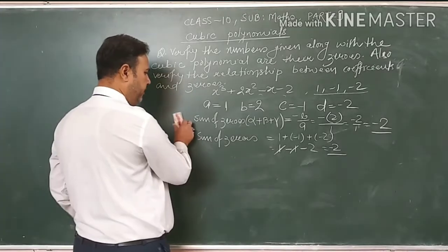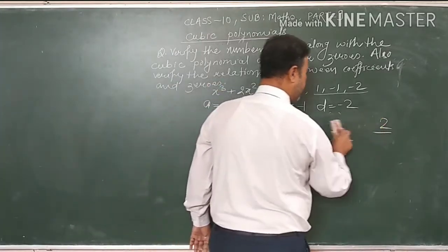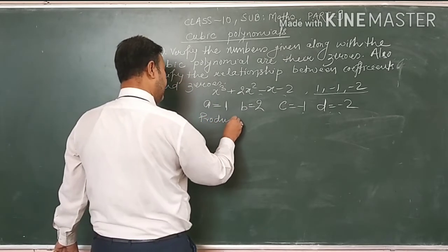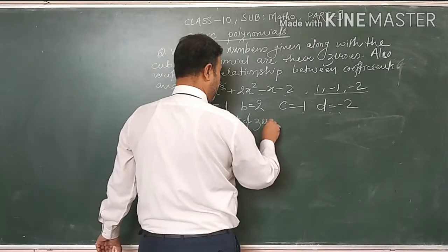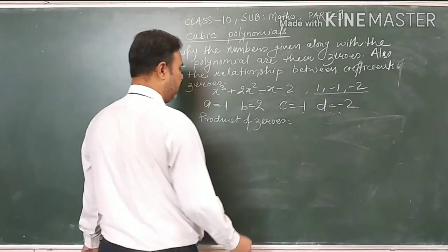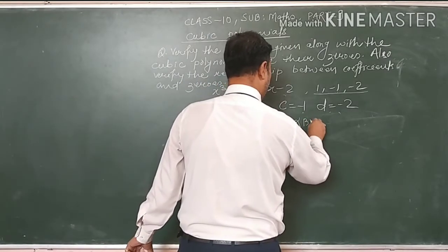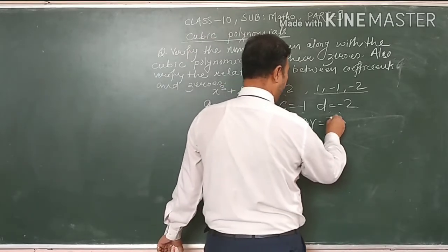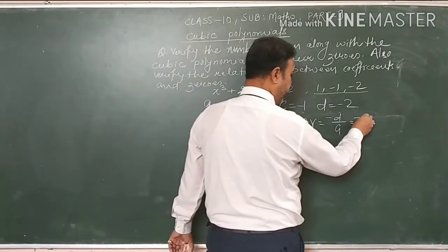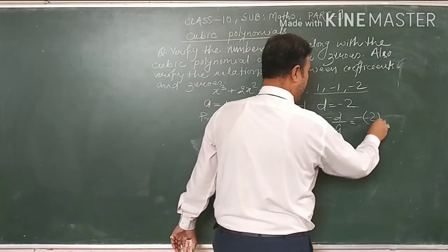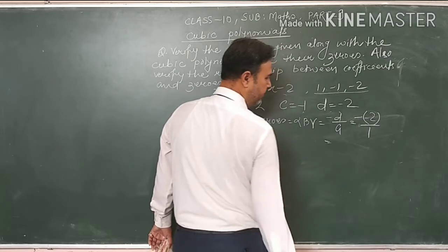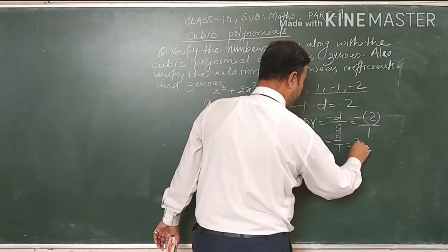Now, product of zeros. See. What is the product of zeros? Alpha beta gamma will be minus d upon a. What is d? Minus 2. So minus, minus 2 upon a, and a is 1. Minus minus plus, 2 upon 1 is equal to 2.